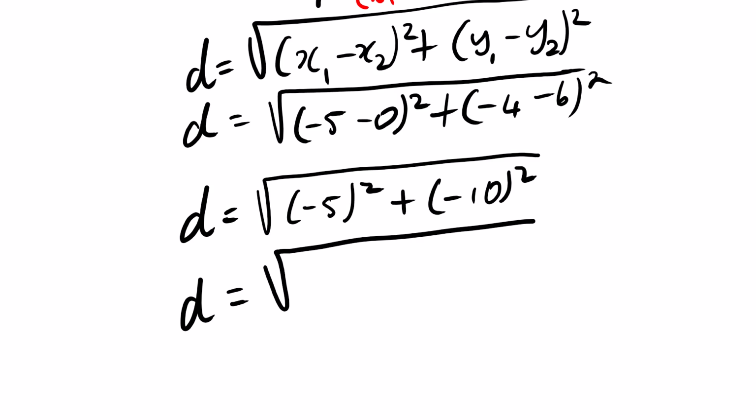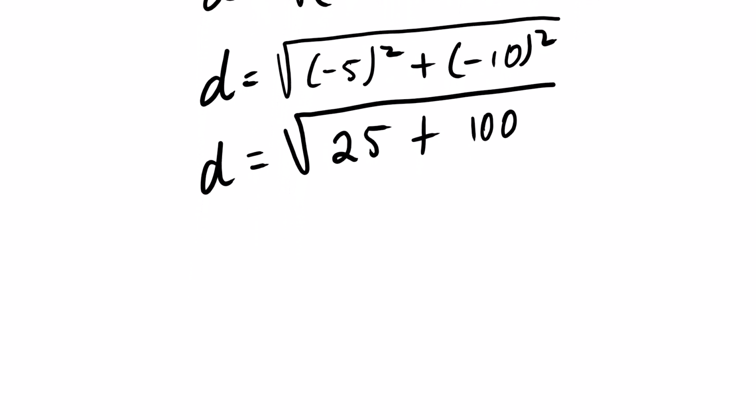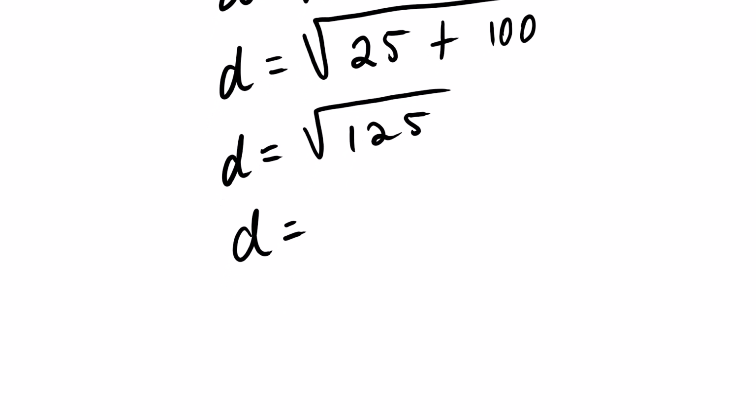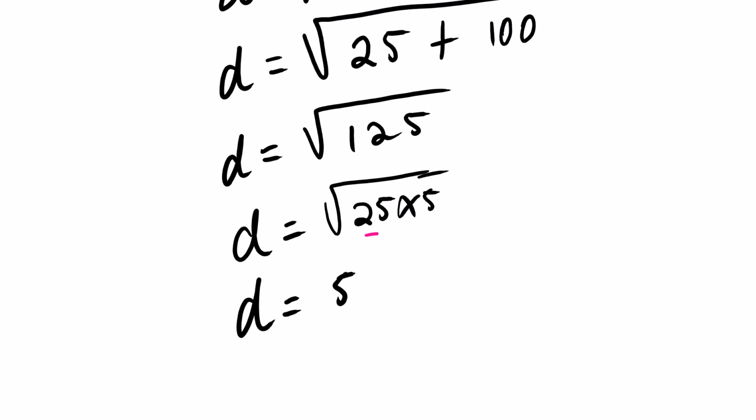Square root of (-5) raised to the power 2, it's positive 25, plus (-10) raised to the power 2, it's positive 100. Then from here we have square root of 125, and then this is the same as 25 multiplied by 5. And then we check between the two. Do we have square root of 25? Yes. Do we have square root of 5? No. So square root of 25 is 5, and then we have this.